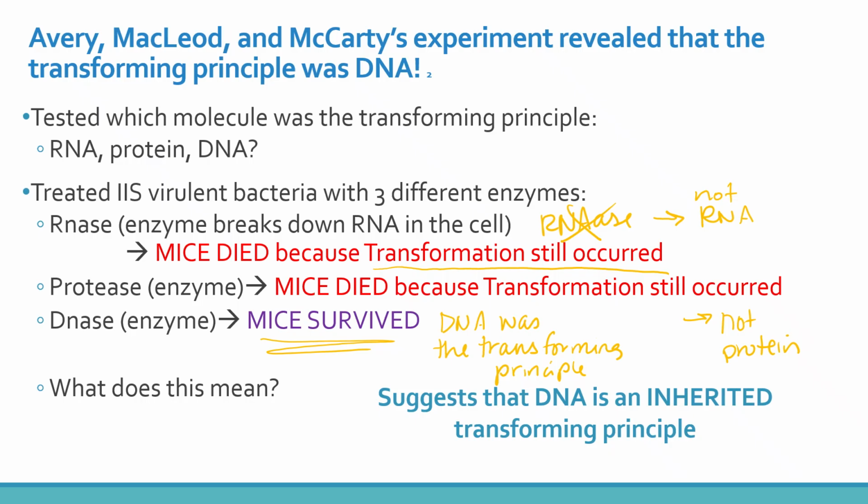But this could also suggest that DNA, because there's some sort of coding factor in that DNA that is acting to kill these bacteria, to kill these mice, it could mean that DNA is also the inherited transforming principle, how genetic information is passed from parent to offspring.